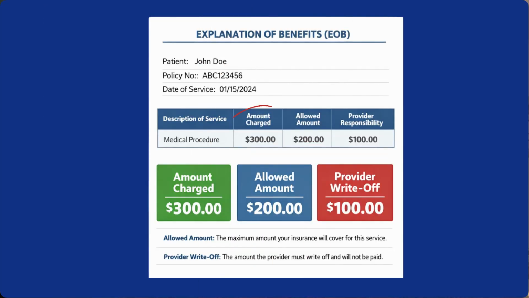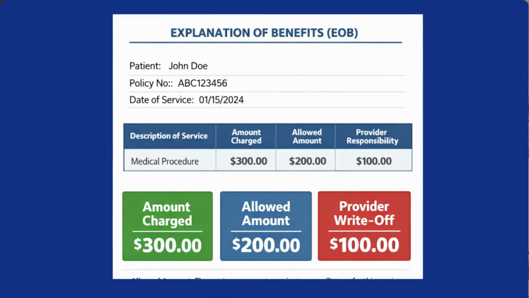Next, you'll see the amount billed. This is the amount that the provider originally charged for the service. But this number is usually not the final cost. It's just the starting number. Next, you'll see the allowed amount. This is the amount your insurance company agreed to allow for that service based on their contract with the provider. If your provider is in network, they have already agreed to accept this amount. So, even if the provider billed a much higher amount, the allowed amount is the number that matters.